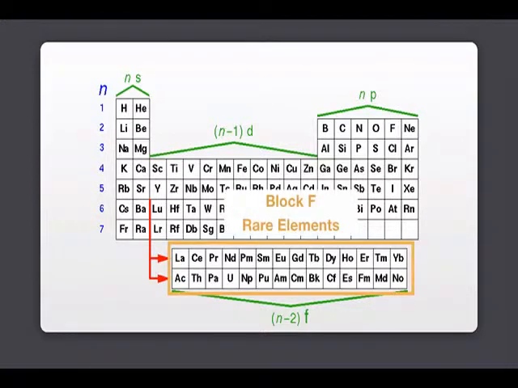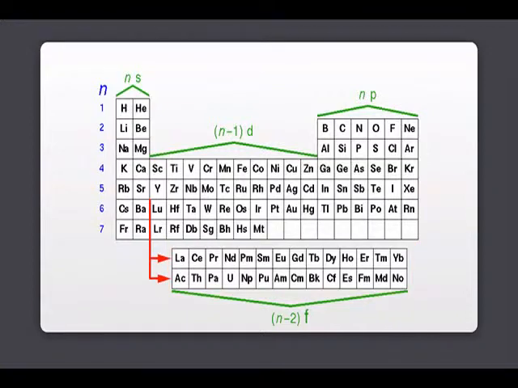The rare elements are also called block F. In fact, rare elements are being derived after barium and radium. Block F has two groups, lanthanides and actinides. The first group, lanthanides, contains 14 elements.